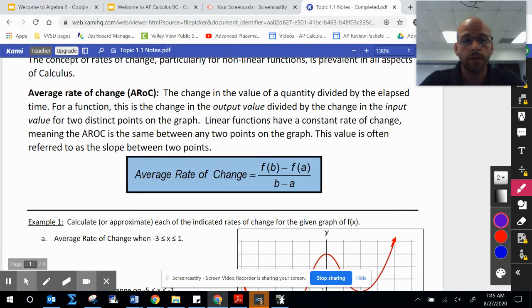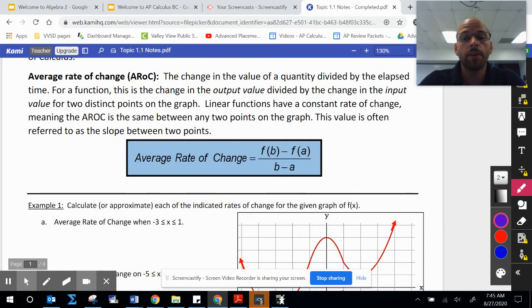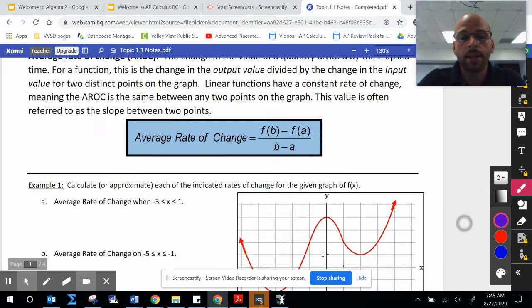So for any function, we refer to this change as the change in the output value divided by the change in the input value for any two distinct points on a graph or of a function for that matter. Linear functions, if you find any 2 points, have a constant rate of change, meaning that the average rate of change is the same between any 2 points of the graph. This is often referred to as its slope, like I said before.